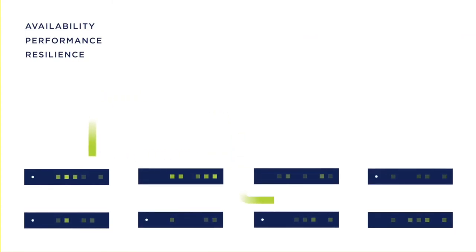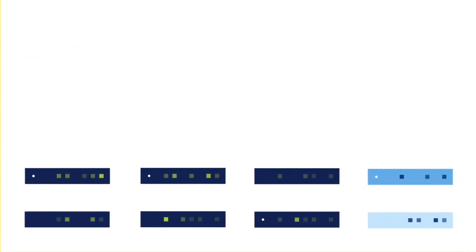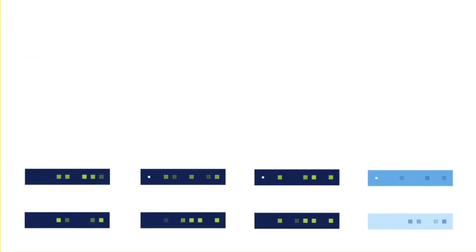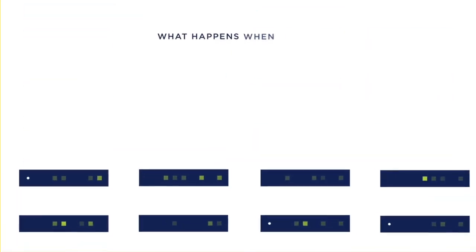This is because, unlike SAN storage arrays, HCI systems use off-the-shelf servers and cannot rely on hardware to ensure high availability and fast performance. It's up to the HCI software. Let's look at an example.